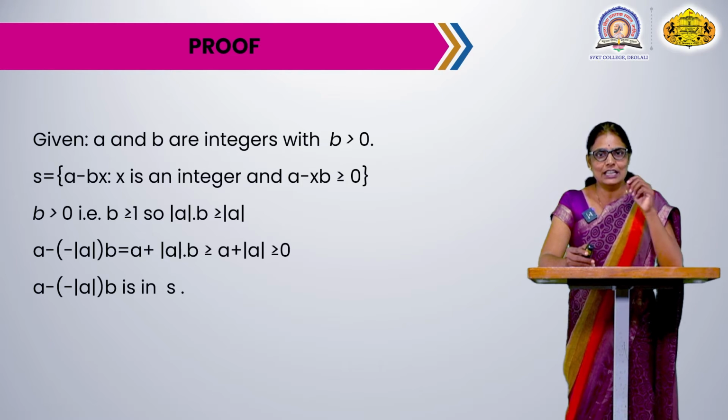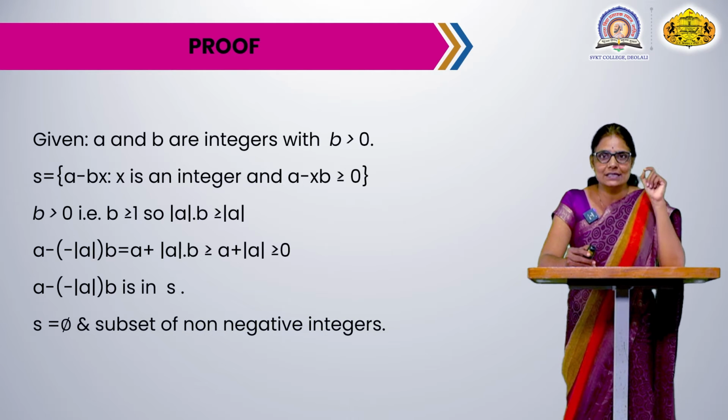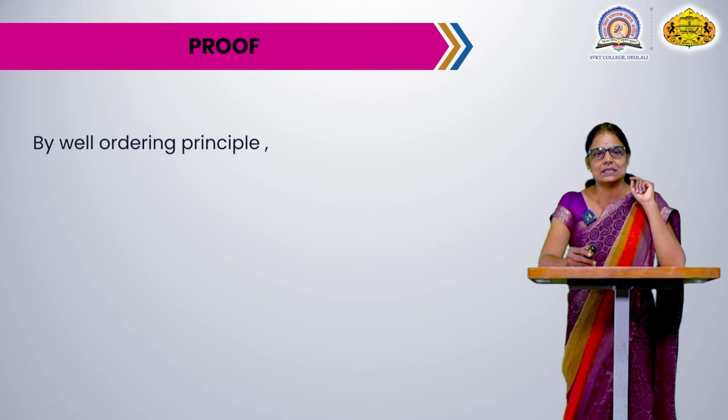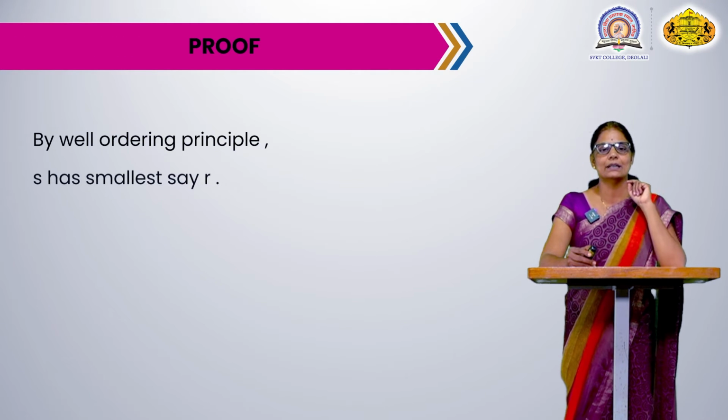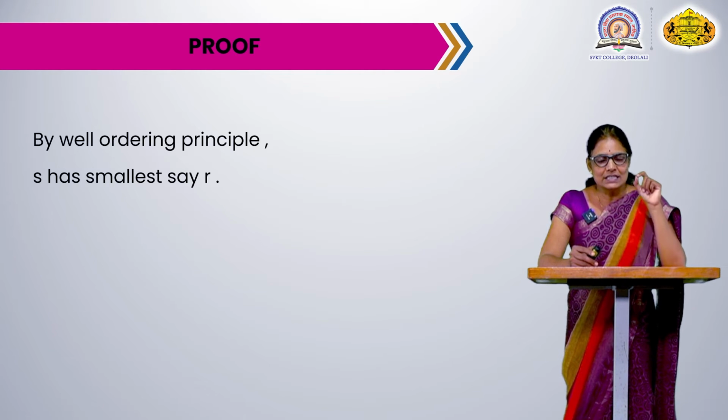So at least one element is present in S, so S is a non-empty set, as well as a subset of non-negative integers. So we can use here the well ordering principle. By the well ordering principle, S has the smallest element. Suppose its smallest element is R. So R is the smallest element of S.